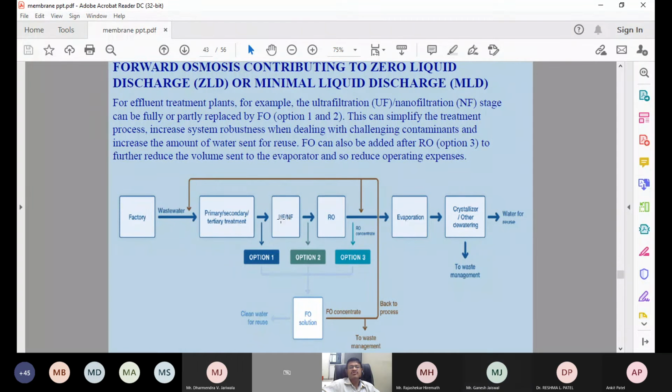Nowadays, instead of UF, NF or RO, FO can be used. Why is the FO solution superior to the UF, NF or RO system? What is the superiority of FO over the RO system or UF, NF? Do you know? No pressure is required in the FO solution. The RO system is pressure driven, UF and NF are pressure driven. The FO solution is concentration driven.